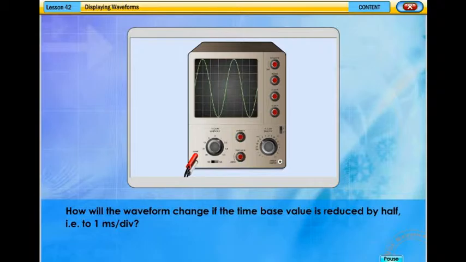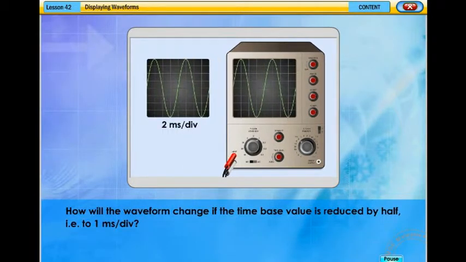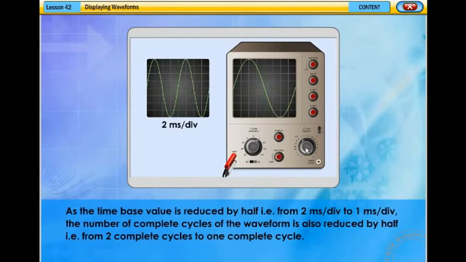How will the waveform change if the time base value is reduced by half, that is, to 1 millisecond per division? Click on the time base knob to find out. As the time base value is reduced by half, from 2 milliseconds per division to 1 millisecond per division, the number of complete cycles of the waveform is also reduced by half, that is from 2 complete cycles to 1 complete cycle.